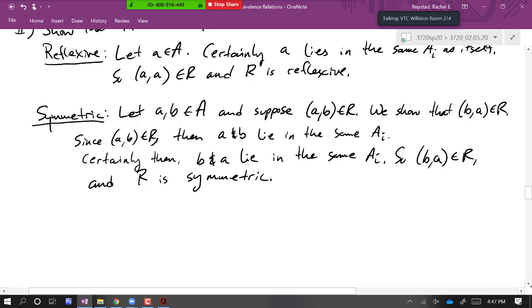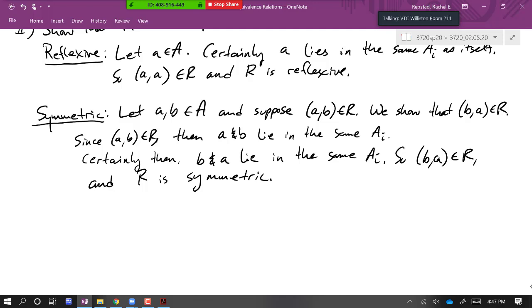It's a similar argument to when we were talking about problem 2. If two integers A and B share a prime divisor P, then the integers B and A share that same prime divisor. Right? The order in which we list those integers doesn't change what its divisors are. The order in which we list the elements A and B doesn't change whether or not they lie in the same set.